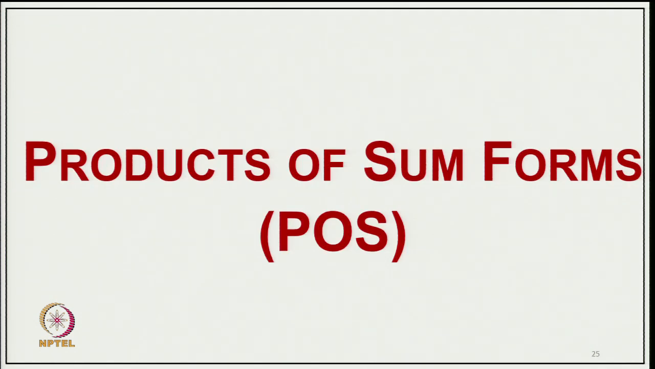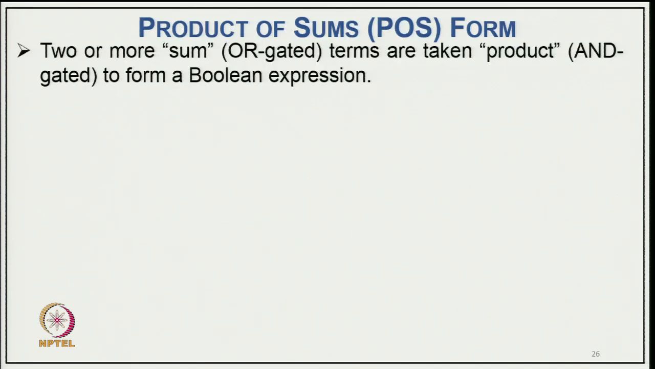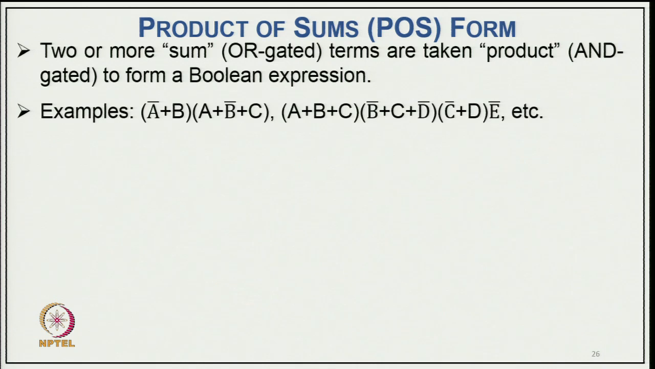So, now coming to the product of sums. The 2 or more sum or OR-gated terms are multiplied, AND-gated, to form a Boolean expression. Examples are (A' + B)(A + B' + C), and similarly another expression will be like (A + B + C)(B' + C + D')(C' + D)E'.